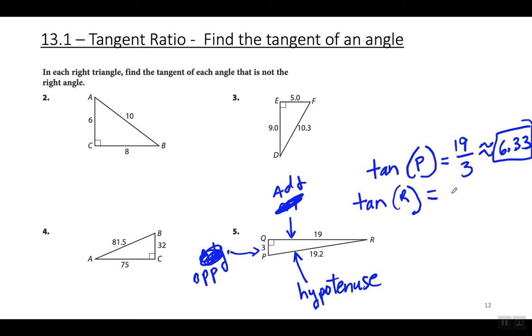So now for tangent R, I would have to do 3 divided by 19. And 3 divided by 19 equals approximately 0.16 if I round it to the nearest hundredth. By the way, notice that the tangents of the opposite angles are just reciprocals of each other. Notice that.